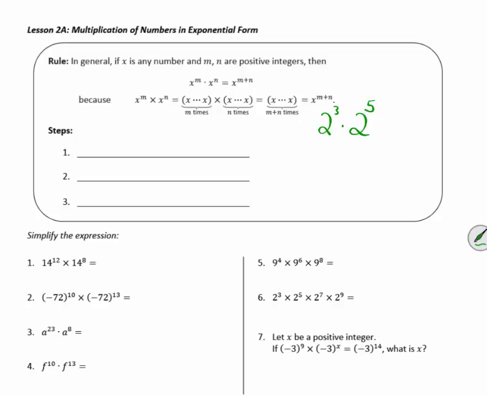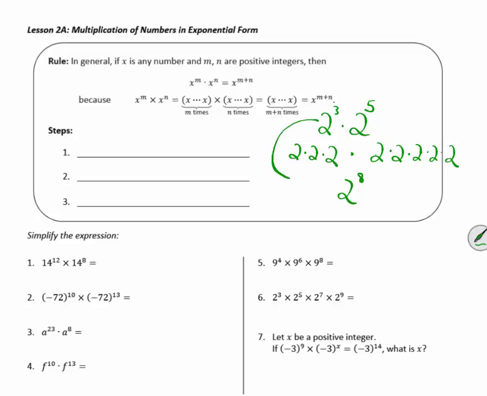That's my example. Well, we know from yesterday that 2 to the third means I'm multiplying 2 by itself 3 times. And 2 to the fifth means that I'm doing it 5 times. So if I want to put these two things together, multiply them together, how many 2's am I multiplying? Well, there's 1, 2, 3, 4, 5, 6, 7, 8. 2 to the 8th.